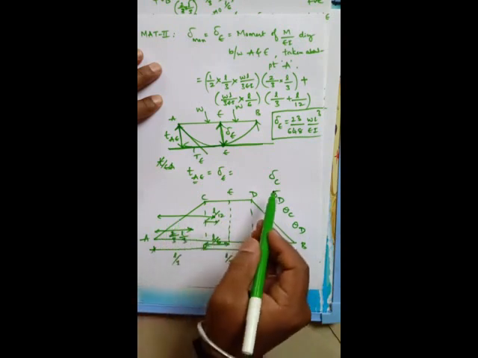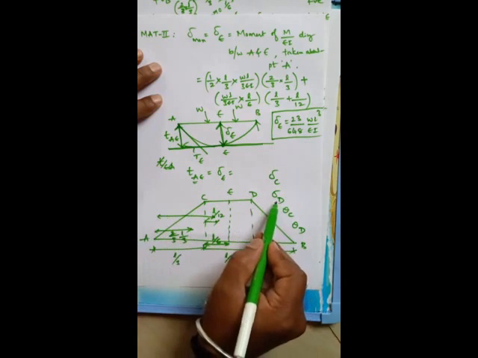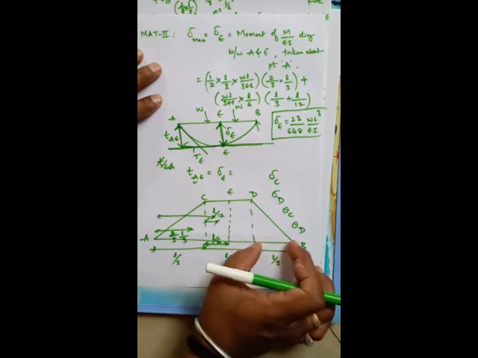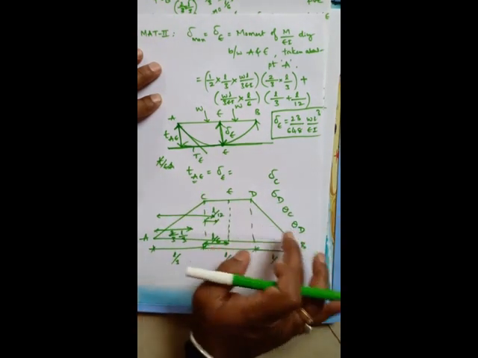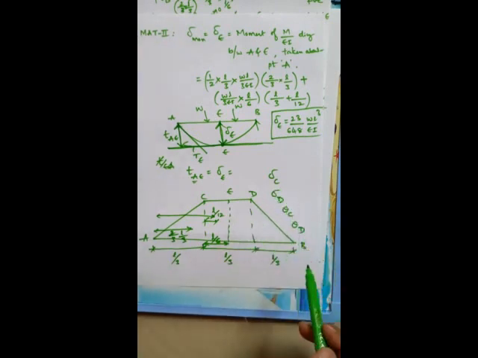If you want to find delta C, between A and C, the moment is taken about A. What is delta D? Sorry, theta D. Again, similarly, you can consider this side also, so between B and D. Similarly theta C and delta D, you can calculate. Okay, let us stop it here.